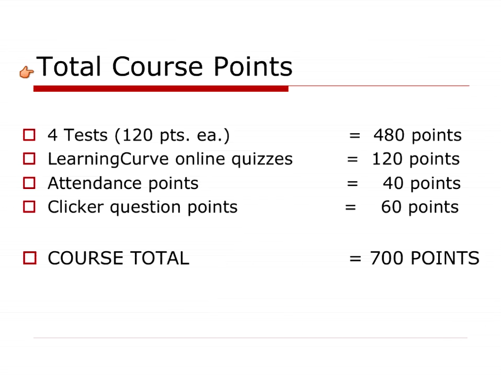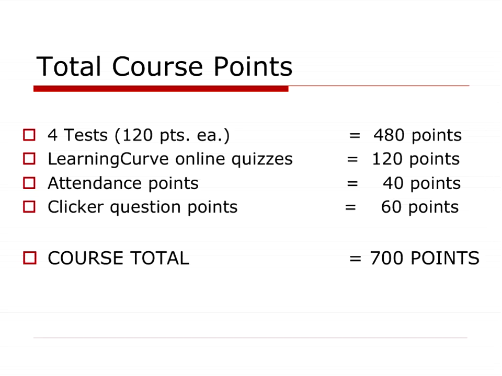Questions on any of this as I give you now the total course points here. The 4 tests, 4 times 120 gives us 480. Learning curve, really test number 5, another 120 points. 40 points for attendance, 60 points for the clicker questions, 700 points total.